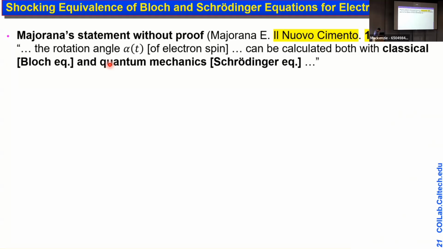And so when we look at this fundamental problem, first we found there's this equivalence of the Bloch equation and the quantum equation, the Schrödinger equation or von Neumann equation. That was stated by Majorana very early on. Majorana published this paper in an obscure journal, an Italian journal, right? Probably, I don't know how many people read it. In 1932, he stated the rotation angle alpha of the electron spin can be calculated both with a classical equation and a quantum mechanical equation.